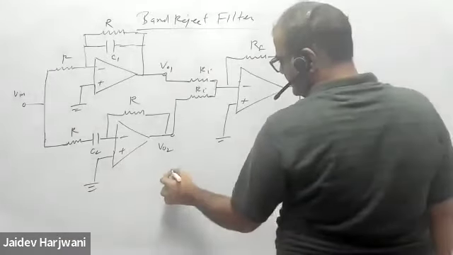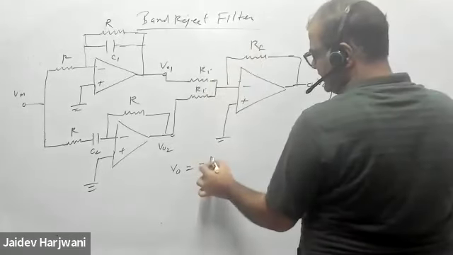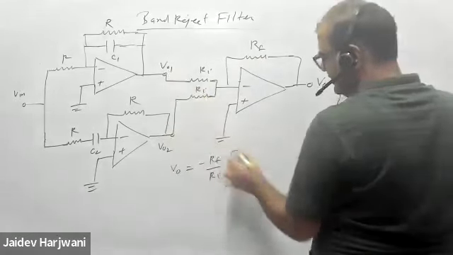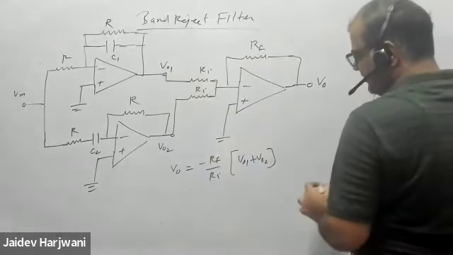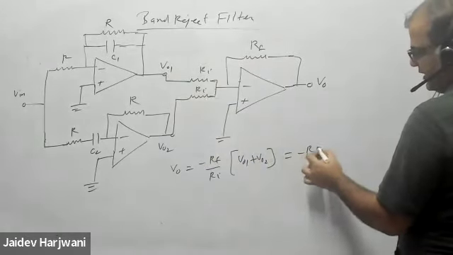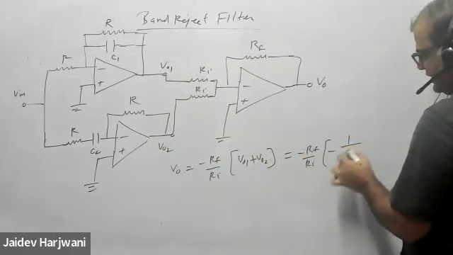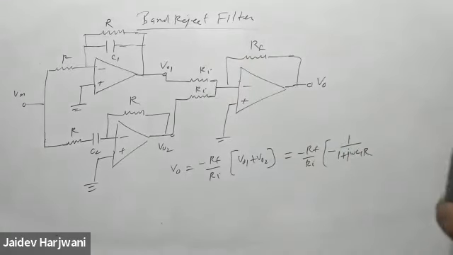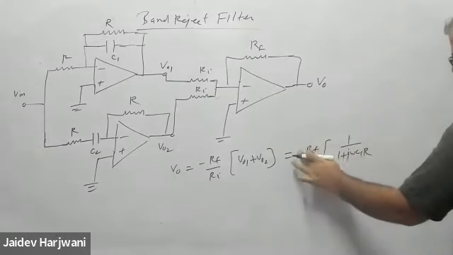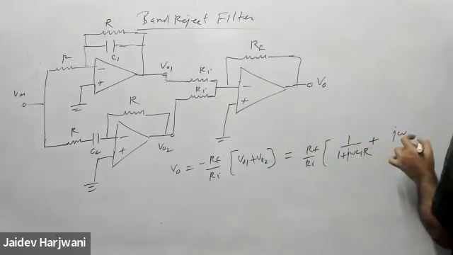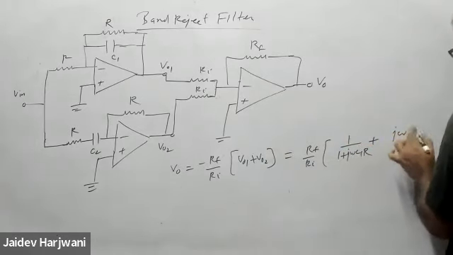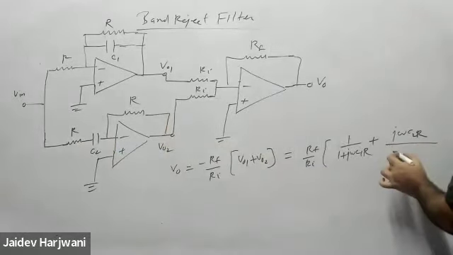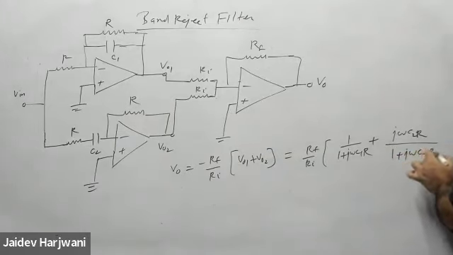Now what will this output be? This output will be minus RF upon RI common, V01 plus V02. And V01 and V02 we had already written earlier. What was it? RF upon RI, minus 1 upon (1 plus j omega C1 R), okay, minus minus goes outside so it becomes plus, plus j omega C2 R upon (1 plus j omega C2 R). This is the output.